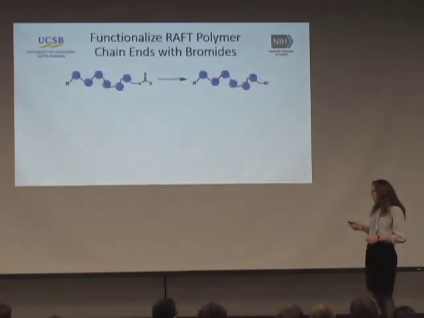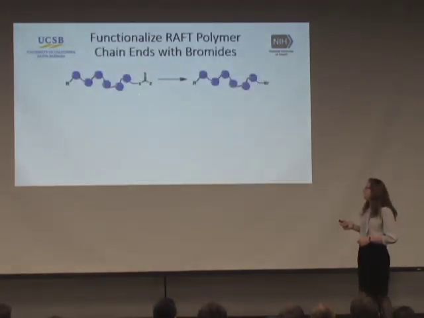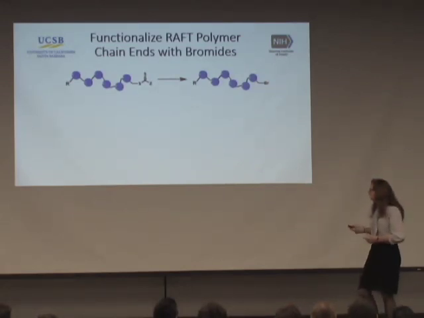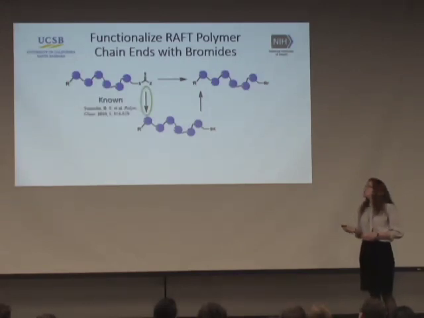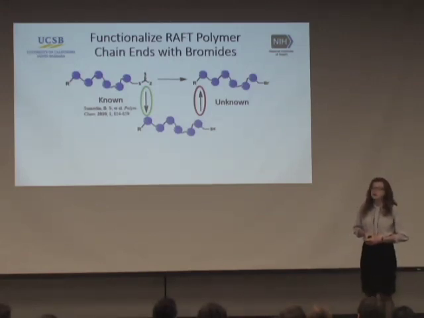So my project is taking this inherent RAFT chain end and converting it to a bromine. This will not only make further modifications easier, as I said before, but it will also fix the problems I just mentioned. How we plan on doing this is going through a thiol intermediate, that is, the sulfur chain end is a thiol. The first reaction shown is known, and the second reaction is what is unknown. So we will be optimizing this.